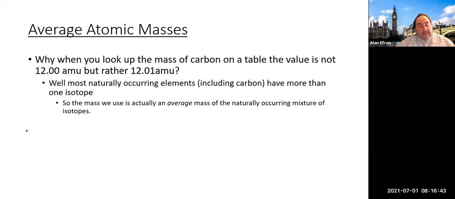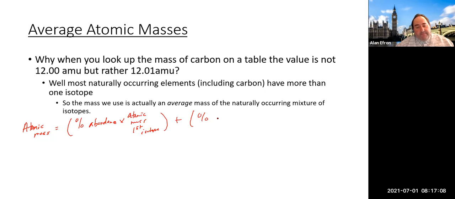The atomic mass is basically equal to the percent abundance of one isotope times the atomic mass of the first isotope, plus the percentage of the next isotope times the atomic mass of the second isotope, plus you just kind of keep following that pattern.